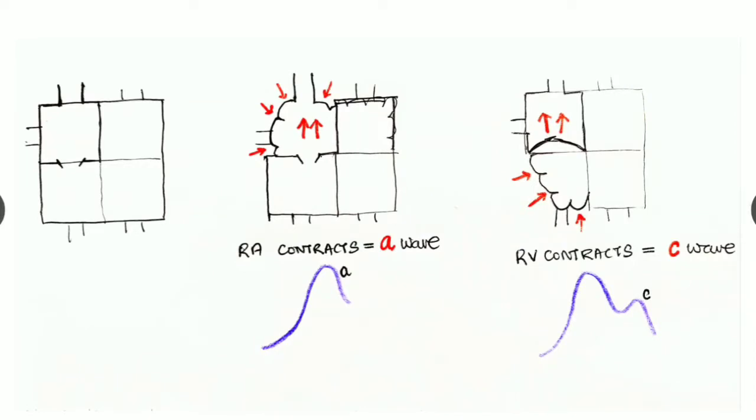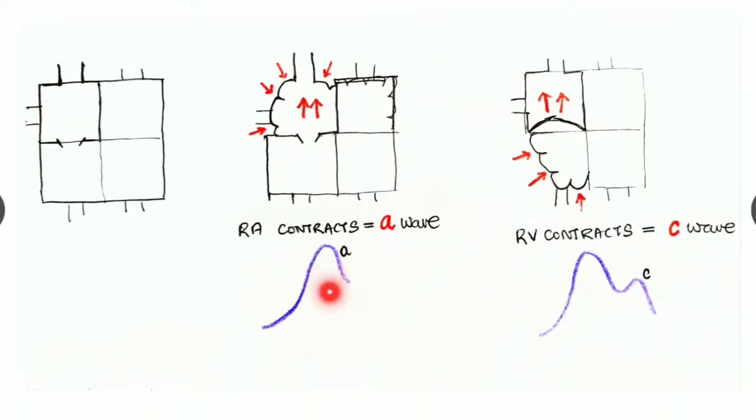First of all, this is the line diagram of the heart. This is the right atrium, this is the left atrium, this is the right ventricle, and this is the left ventricle. Initially the right atrium contracts. Due to the right atrial contraction, there is increased pressure in the right atrium as well as in the superior vena cava and the internal jugular vein. This increased pressure causes the A wave, and thus the A wave is produced corresponding to the right atrial contraction.